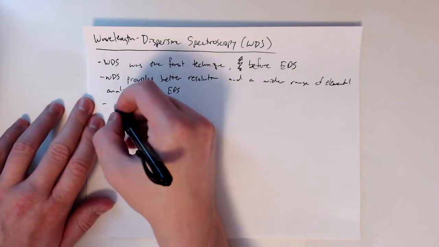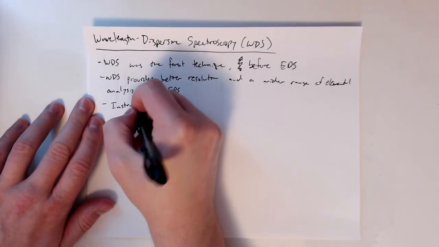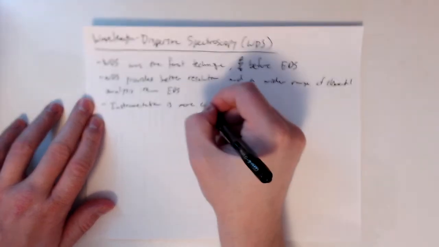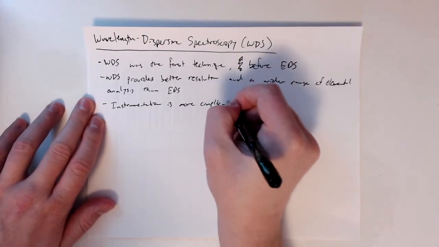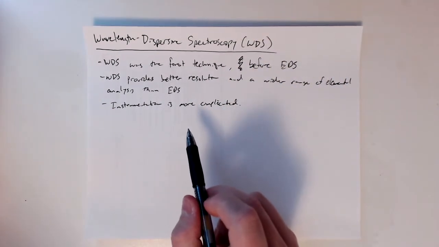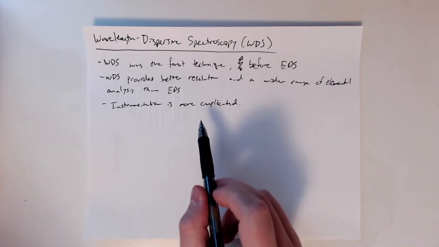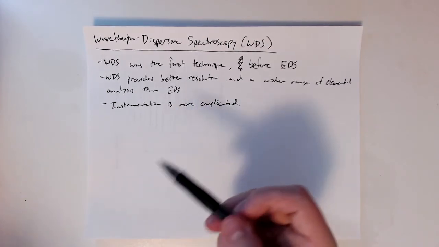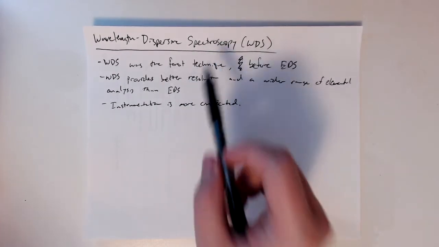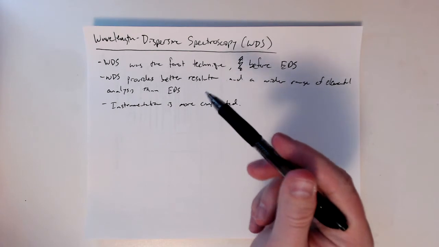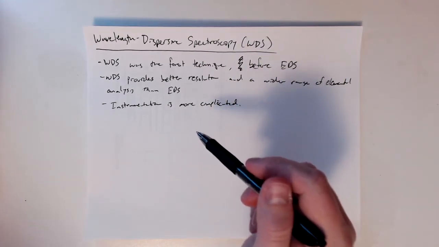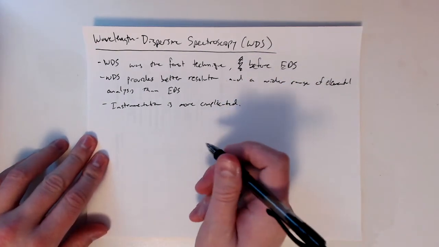But the instrumentation is more complicated. So you saw in the previous part how we have to effectively have single crystal diffraction. And so a whole Bragg geometry, a whole diffractometer effectively, has to be incorporated into this spectrometer. So there definitely are some additional complications here. So let's look at the wavelengths.